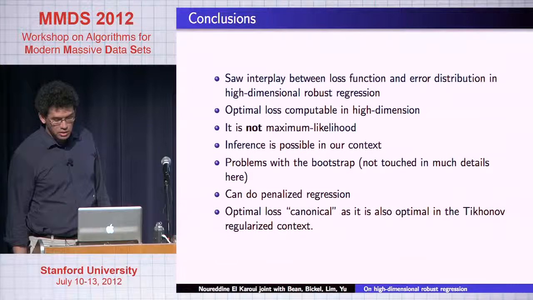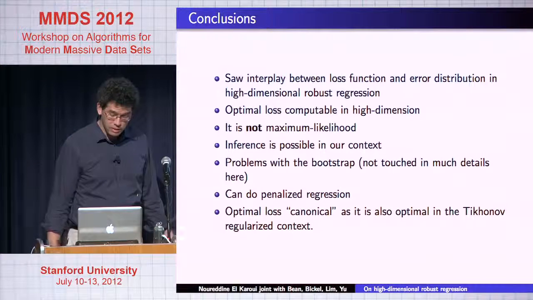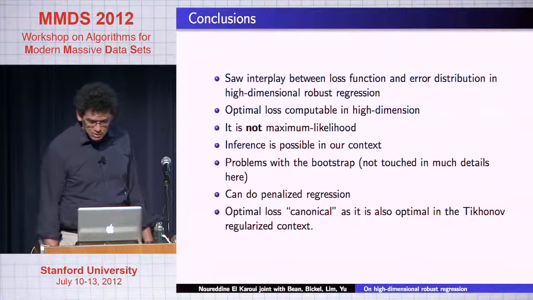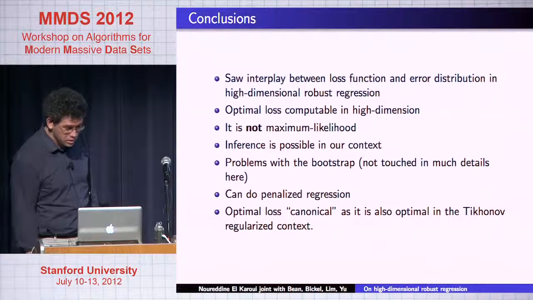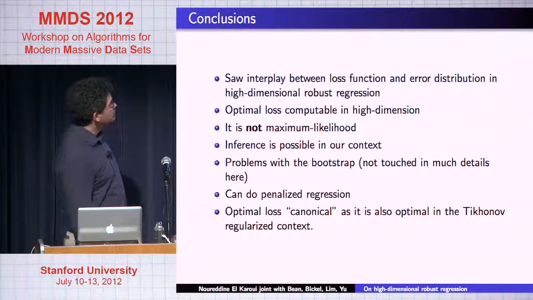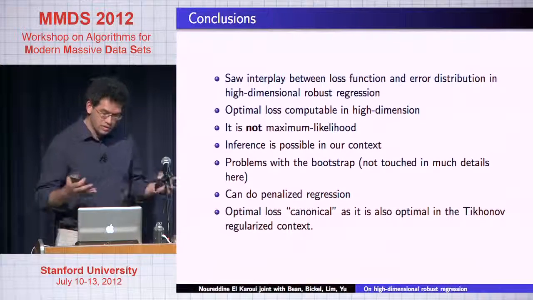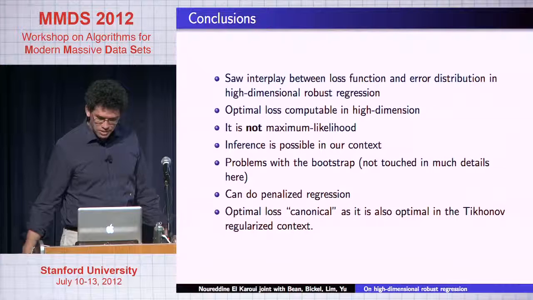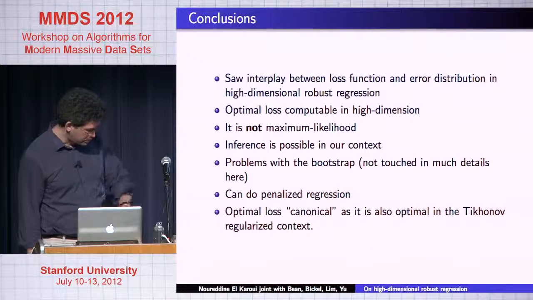I haven't talked about them in much detail, but when you bootstrap, even the norm of beta hat minus beta naught, your bootstrap estimate of this is not consistent. So one needs to be wary. And I worked a lot on the L2 case in a strictly random matrix context, and there is the same problem there. So that's a bit of an issue. We can do penalized regression, and this optimal loss is somewhat natural because it's optimal not only for unpenalized regression, but also in this Tikhonov or L2 regularized context. And with this, I'll thank you for your attention. Thank you very much.